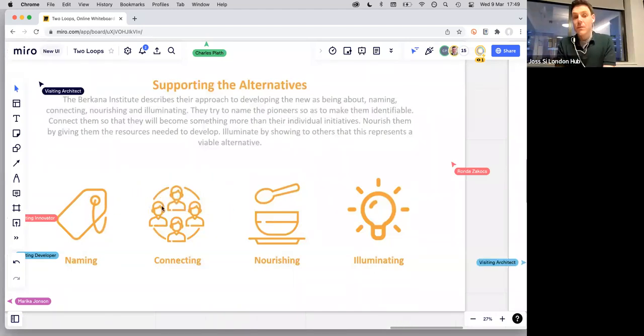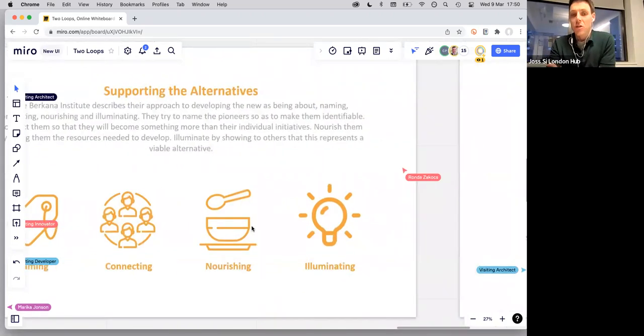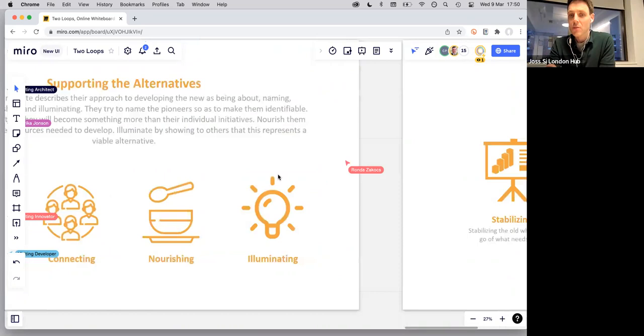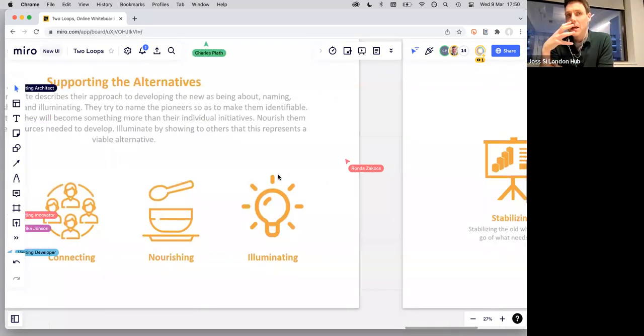Then we need to connect them, right? So that they can actually start to form this kind of community of practice. They can be more than the sum of their parts. And then nourishing, giving them whatever resources they need to develop and grow, and ultimately illuminating, right? When this becomes a functioning next generation version of this system, we want to be able to illuminate, show to others that there is another way of doing things. That's the illuminating. It's like we give case studies to show people that something can work.